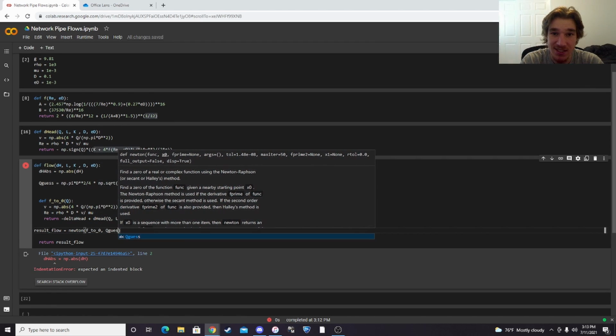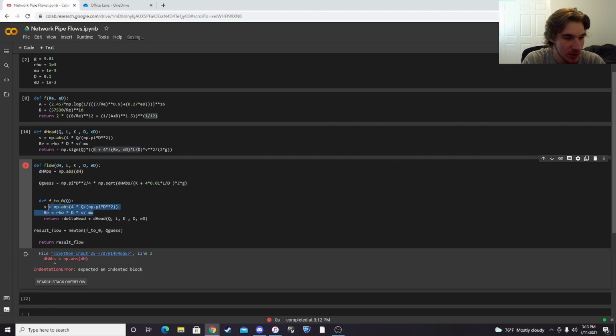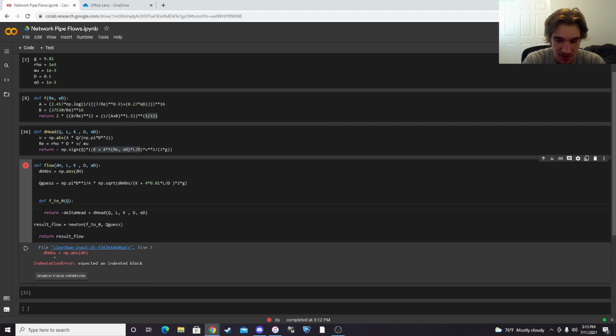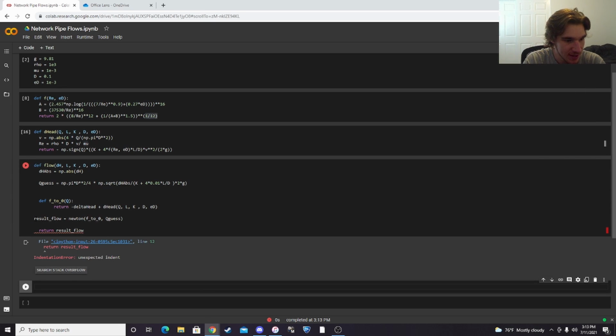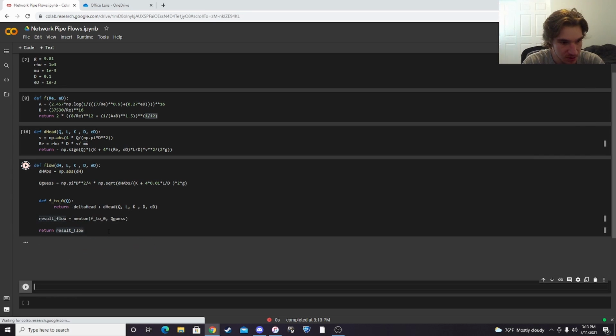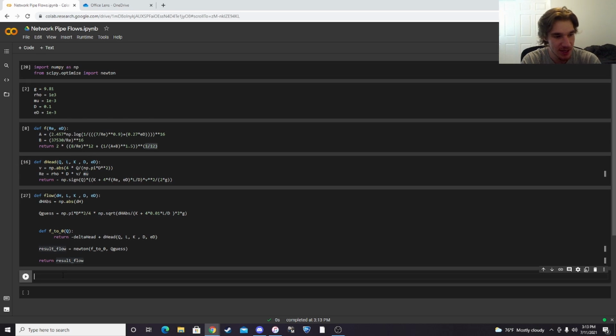and our initial guess, which we just found. And we don't need this stuff in here anymore because that's what our delta head actually does up here. And if we get that, it is not indented. So now we can go ahead and test to see what is actually happening here.